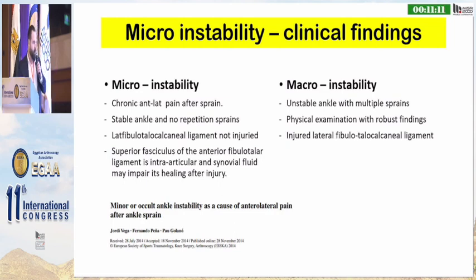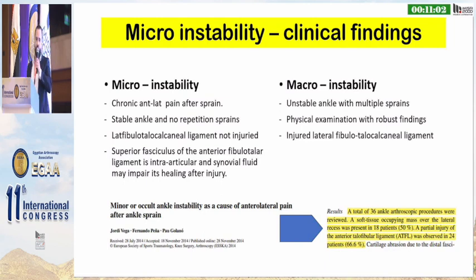This is a paper of Jordi Vega that shows 36 patients with chronic anterolateral pain after a sprain. He arthroscoped these patients, and 50% of them had a mass over the lateral recess that could be the cause of the pain. And 66% had the superior fascicle of the anterior talofibular ligament injured.